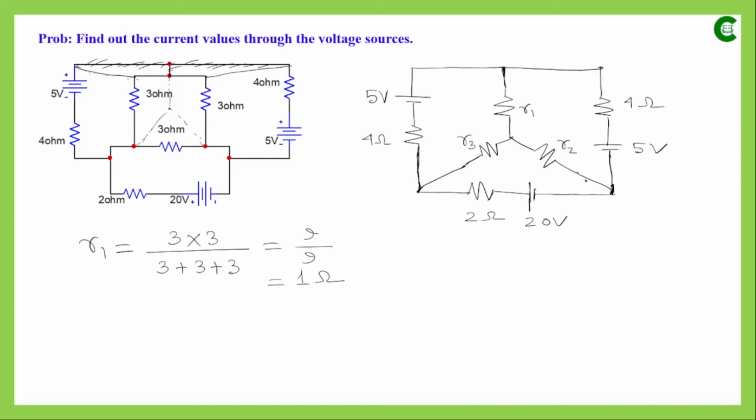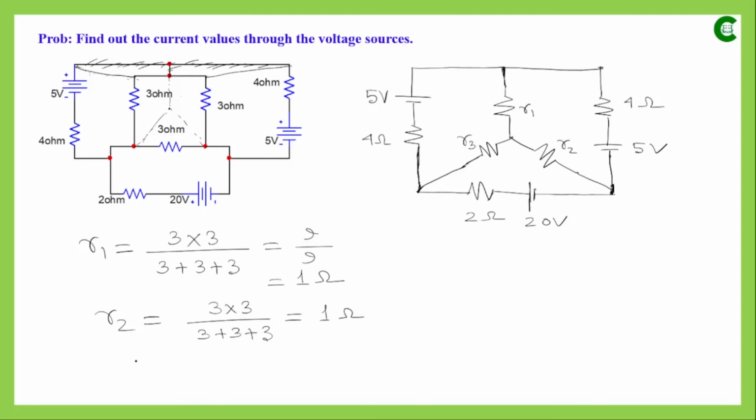Now if we want to find out R2, then R2 is this resistance. R2 will again be the multiplication of the resistances on both sides, so 3 and again 3. So 3 into 3 upon the summation of all the resistance values, which is 3 plus 3 plus 3. It is again the same value, so it will be 1 ohm.